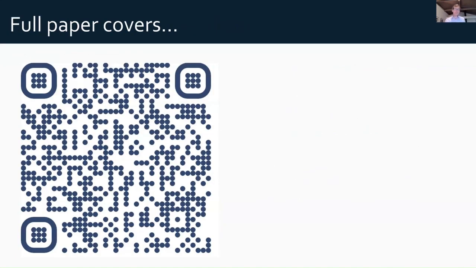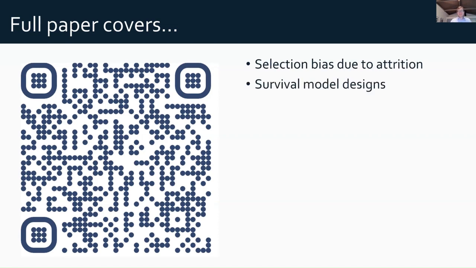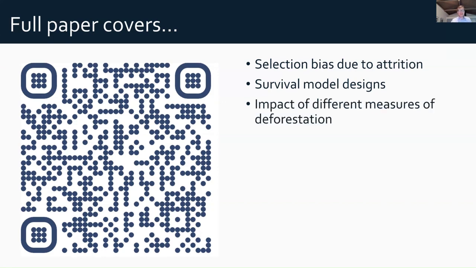And so in the full paper, I've just given you a bit of a taste of what we're doing, some of the high-level results, but we also dig into selection bias due to attrition, survival model designs. I think this is a really interesting area where people haven't thought about how to modify survival models to work in this kind of difference in differences setting. And so we propose an estimator that gives an unbiased estimate of the impacts of a policy using a Cox proportional hazards model.